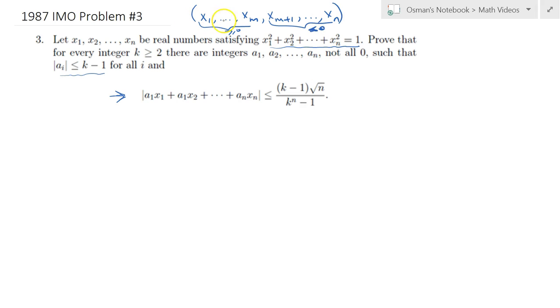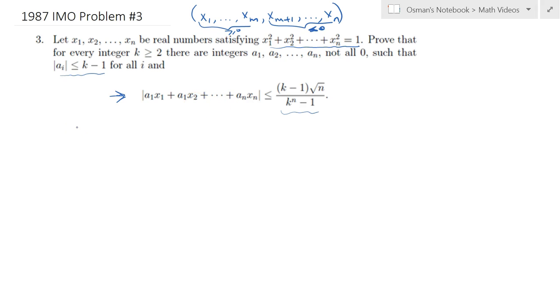What happens if all the x sub i's are greater than or equal to 0? In that case, we would say that m is equal to n. If all of them are negative, then in that case, we would say m is simply 0. After this convention, let's have a look at the left-hand side of the inequality that we would like to show.